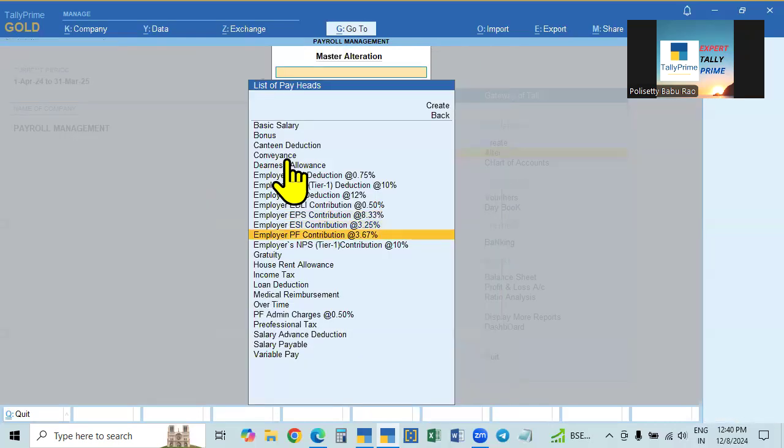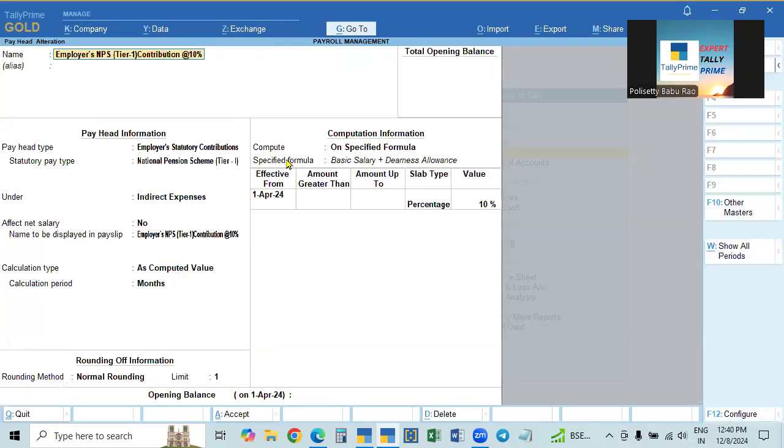In addition to these three, the employer has to contribute 10% towards the NPS tier 1. If it is deducted from the employee, then the employer has to contribute. If it is not deducted from the employee, the employer need not contribute because it is optional. So in this we have taken it, that is why we are giving it in the problem. So this one we have to take.